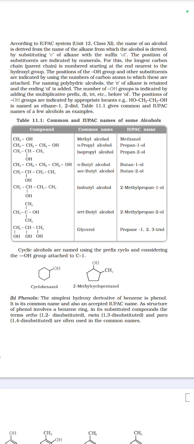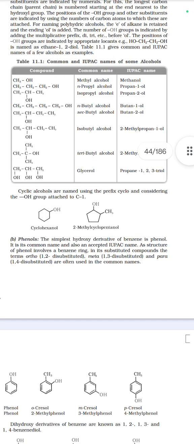Same as CH3CH2CH2OH, propyl alcohol, propan-1-ol. CH3CHOHCH3, isopropyl alcohol, propan-2-ol, and so on. Cyclic alcohols are named using the prefix cyclo and considering the OH group attached to carbon 1.